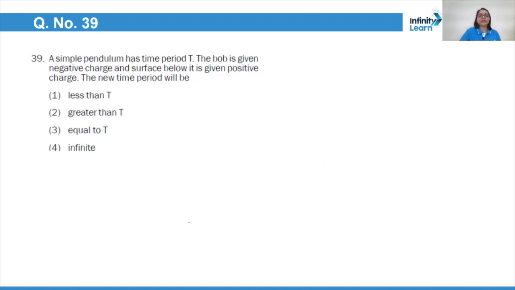Question number 39. A simple pendulum has time period t. The bob is given negative charge and surface below it is given positive charge. Okay, so this is our surface. It is given positive charge like this. And the bob of the pendulum, which is over here, it is given negative charge. Okay. So because of the presence of positive and negative charge, electric field will be there. Right? And we need to find the new time period of this one.